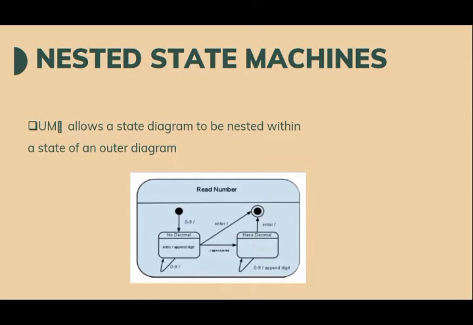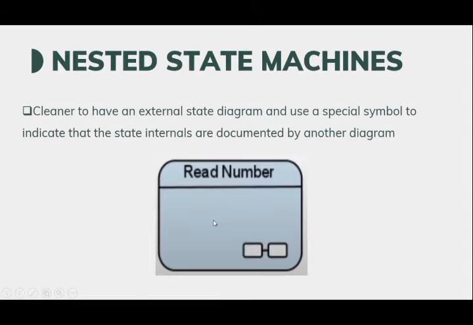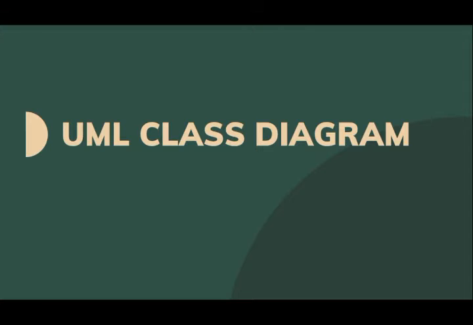Next is the nested state machines. UML allows a state machine diagram to be nested within a state of an outer diagram. So as you can see in this example diagram, one state contains another diagram set. It is better to have an external state diagram and use a special symbol to indicate that the state internals are documented by another diagram.